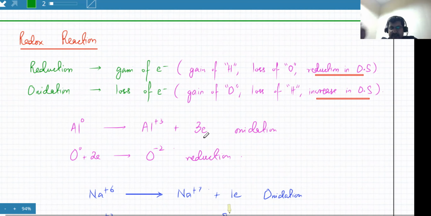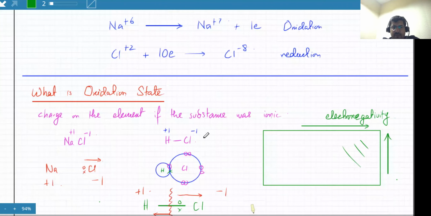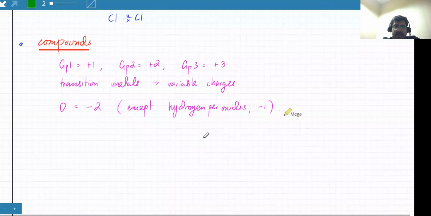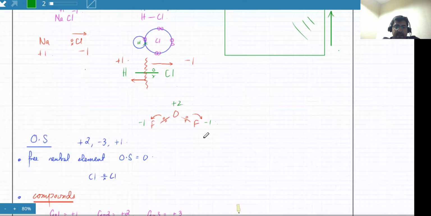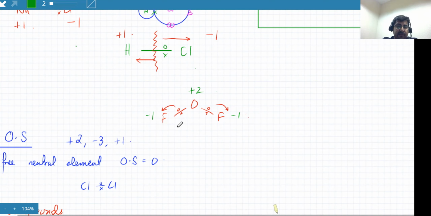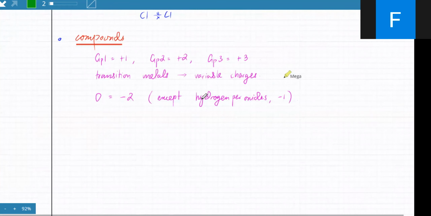But we're going to come to reduction and oxidation a little bit later. Right now, we're trying to figure out in a compound who's the one gaining electrons and who's the one losing electrons. Like if you want to talk about this one, fluorine is the one that's gaining electrons, so you can say that fluorine is getting reduced. Oxygen is the one that's losing those electrons, so oxygen is getting oxidized. Is this clear? Yes, sir.